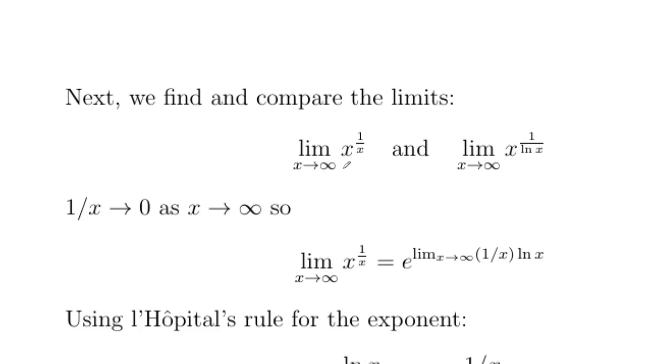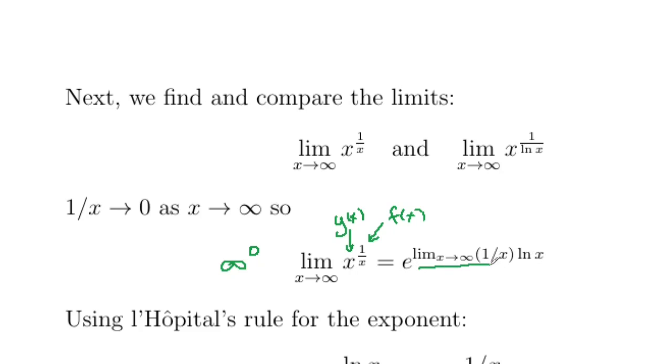Let's take a look at the first one. As x goes to infinity, 1 over x goes to 0. So the first one is an infinity to the power 0 indeterminate form. Using the standard process with g of x equal to x and f of x equal to 1 over x, we get limit of f of x times ln of g of x in the power here.